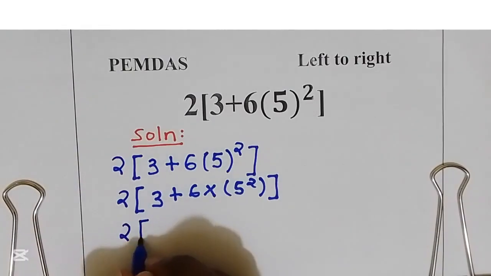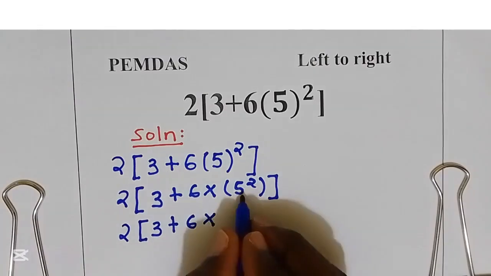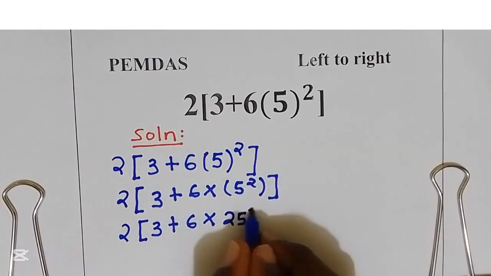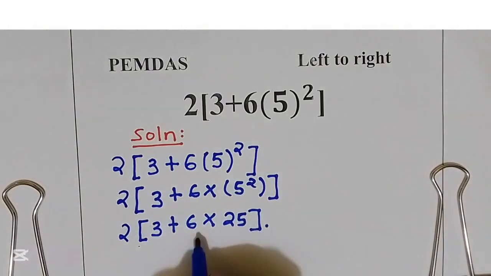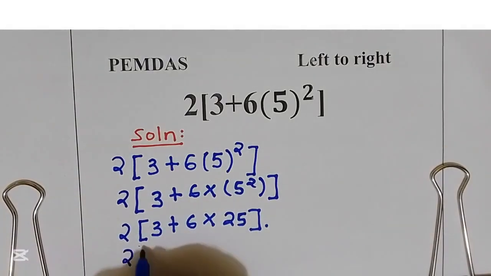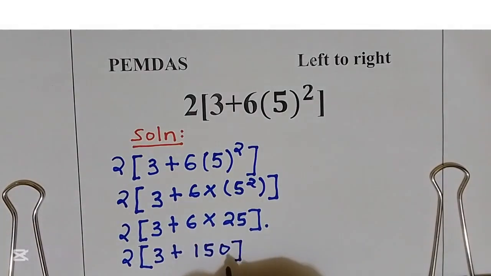2 in the bracket, 3 plus 6 multiplied by 5 squared, it is 25 in the bracket. Still working in the bracket, and now I'm going to do multiplication. 2 in the bracket, 3 plus 6 multiplied by 25, we get 150 in the bracket. Now I'm going to add 3 plus 150.